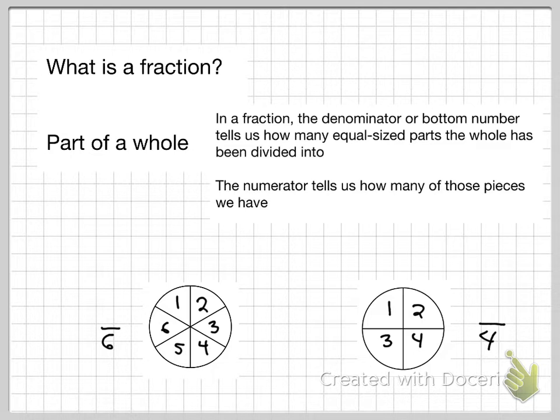So let's say on our first wheel with 6 slices, I have selected or chosen just one of those. So my fraction would be 1 out of 6. Then let's say in our second circle, I have selected or chosen 1, 2, 3 of those pieces. So then my fraction would be 3 out of 4.